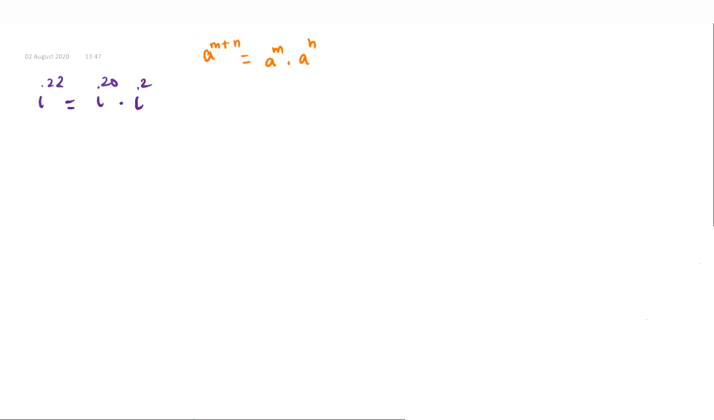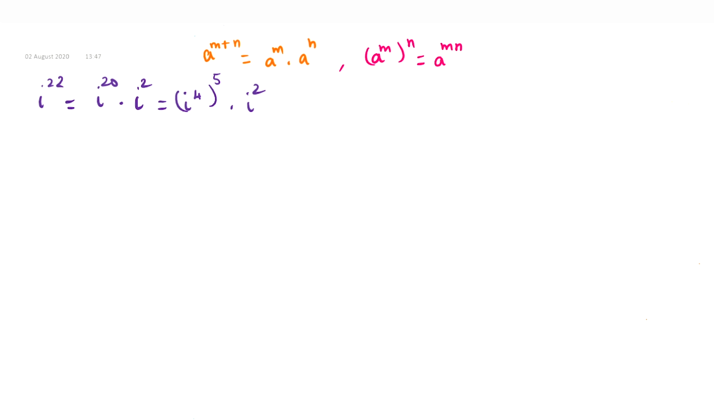So i^20 can be written as (i^4)^5, into i square. Here I have used the concept that (a^m)^n is equal to a^(mn). We are having a power to the power, so we multiply the powers. Power to power, we multiply. Okay.